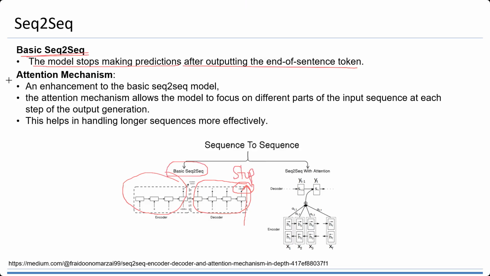But we can also apply the attention mechanism. The attention mechanism is an enhancement to the basic sequence to sequence. The attention mechanism allows the model to focus on the different parts of the input sequence at each step of the output generation.